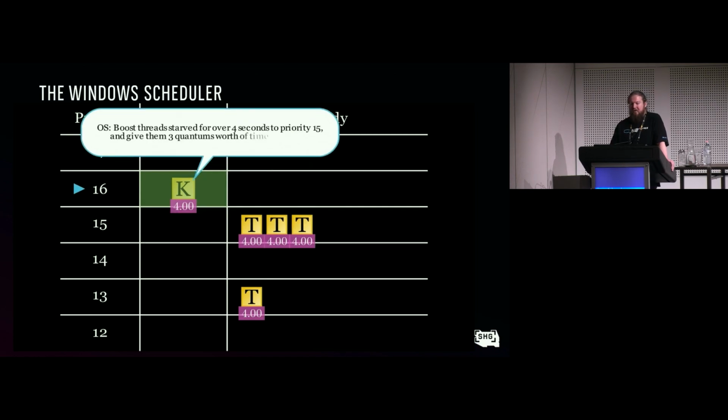Every second, it's going to look through the ready queues in batches of 16 threads and try to find any thread that might not have run for the last 4 seconds. And then it will boost the priority of any of those threads all the way up to the priority of 15, which is the maximum in the dynamic range, along with setting the quantum for that thread to 3 times the normal quantum length. So once it has done boosting, then it will go back to sleep, allowing the rest of the threads to continue.